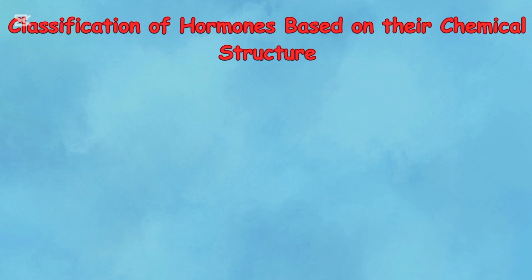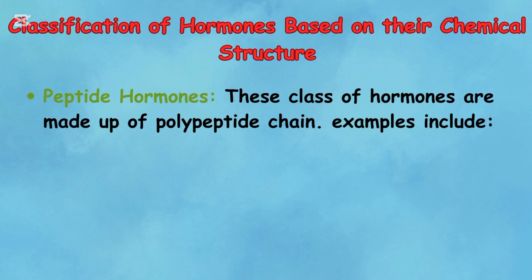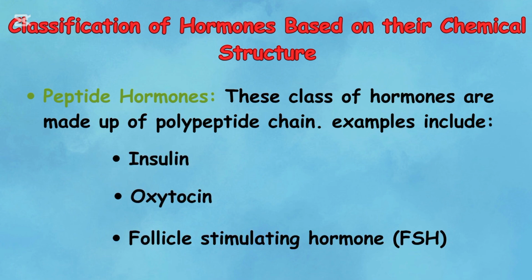Hormones can be classified based on their chemical structure. The peptide hormones are a class of hormones made up of polypeptide chain. Examples include insulin, oxytocin, and follicle-stimulating hormone.